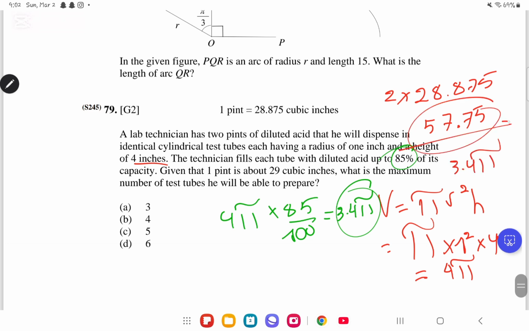After dividing it, you are then going to get approximately 5.4. So what is 5.4? 5 is how much he can fully fill, okay? Whereas 0.4 is what he has left. So he can fully fill 5 test tubes.